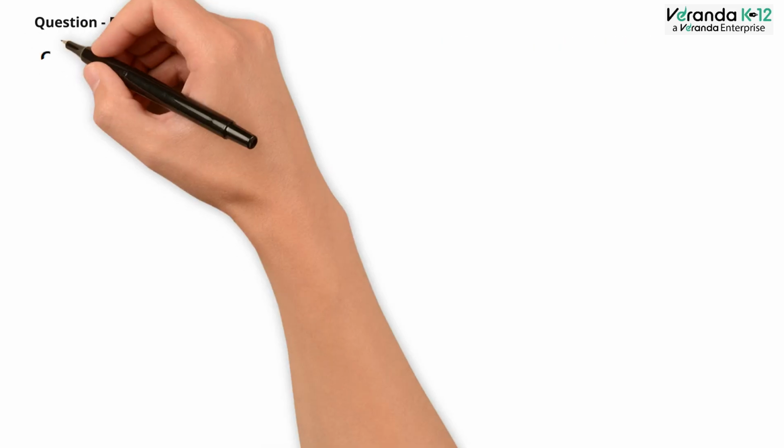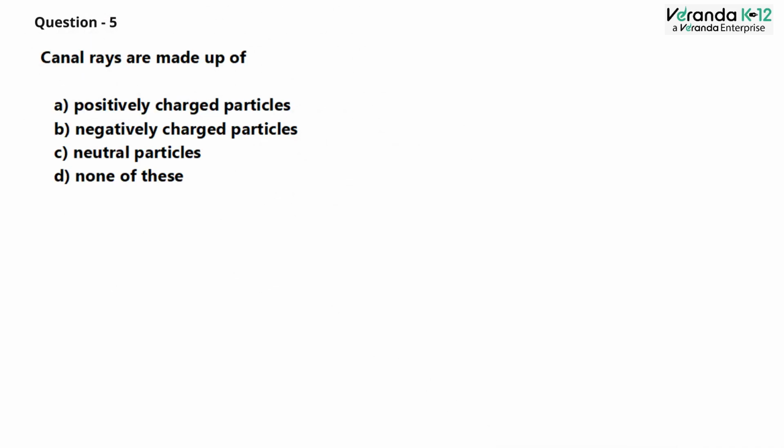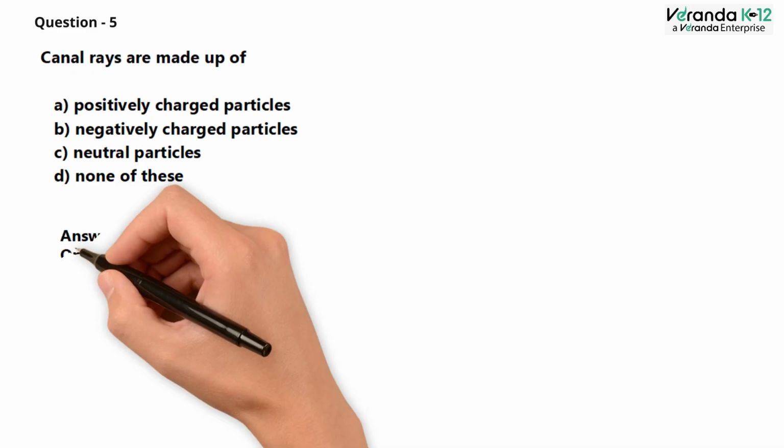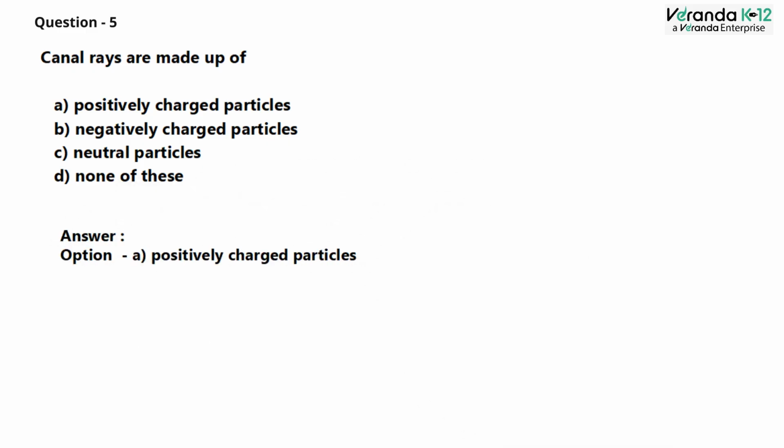Question number 5. Canal rays are made up of: A. Positively charged particles, B. Negatively charged particles, C. Neutral particles, D. None of these. Answer. Option A. Positively charged particles.